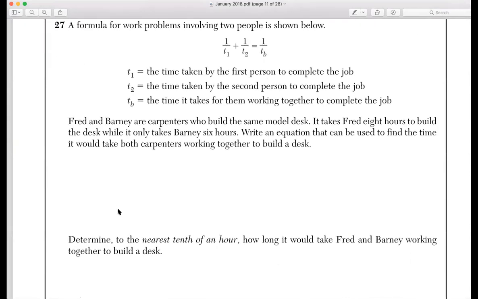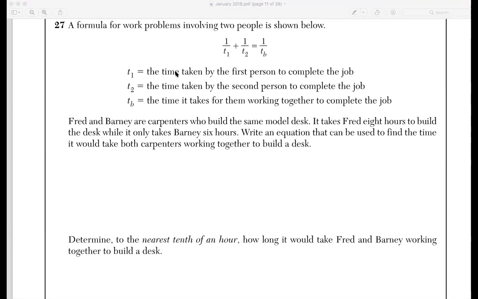Okay, formula for work. Let's see, Fred and Barney are carpenters who build the same model desk. It takes Fred 8 hours to build the desk. It takes Barney 6 hours. Write an equation that can be used to find the time it would take both carpenters working together to build a desk.